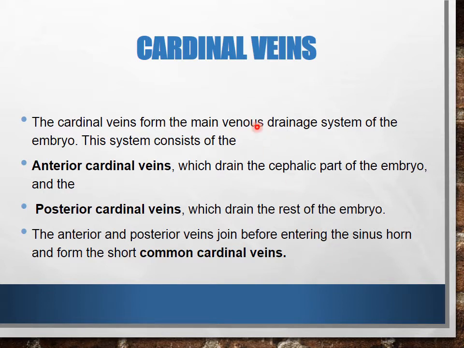After looking into the fate of the vitelline and umbilical veins, now the cardinal veins, the third channel which passes into the sinus venosus. These cardinal veins are going to form the main venous drainage system of the embryo. It has the anterior cardinal veins, which drain the cephalic part of the embryo at the time of development, and the posterior cardinal veins, which drain the rest of the embryo.